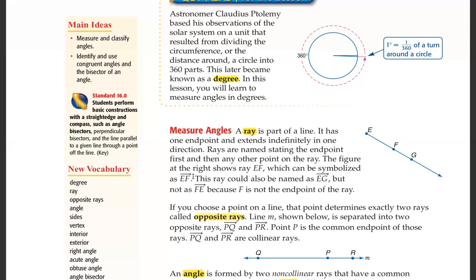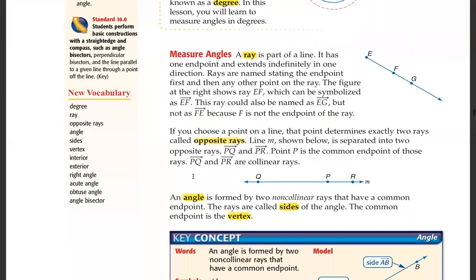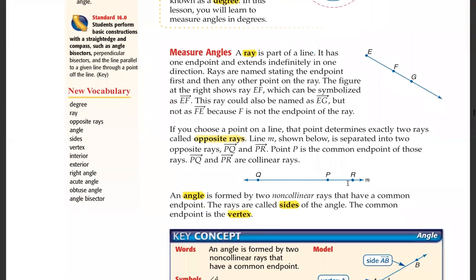You cannot interchange the direction of the arrowhead and then switch your endpoint and other point. It's always like that. Okay, so now opposite rays. For example, this line here represents two opposite rays. We have ray PR and ray PQ. They go in different directions. That's why we call them opposite rays.